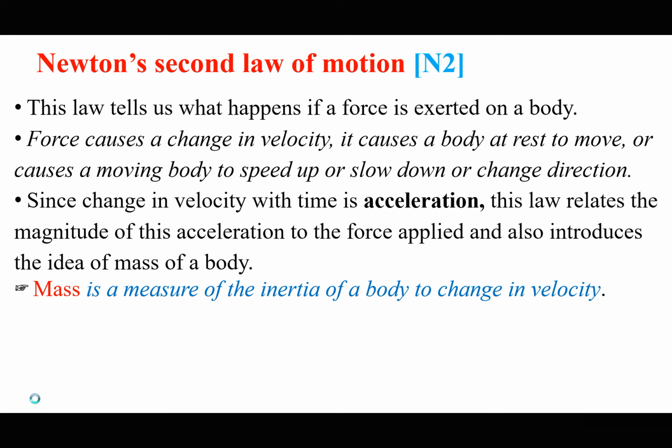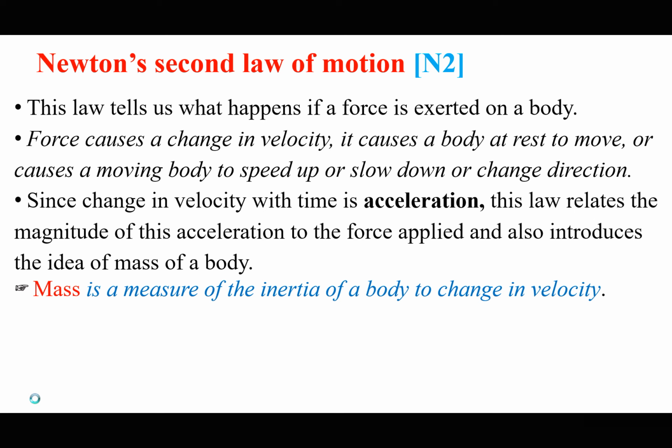Because in the first law we saw that there's a natural tendency of bodies to resist. There's a natural tendency of bodies to maintain their state of either rest or continue moving with a uniform velocity. So the second law is actually going to give us the definition of mass, relating it to the first law. So very massive objects will offer much resistance to change their state of motion or their state of rest. Therefore, we can define mass as a measure of inertia of a body to change in velocity.